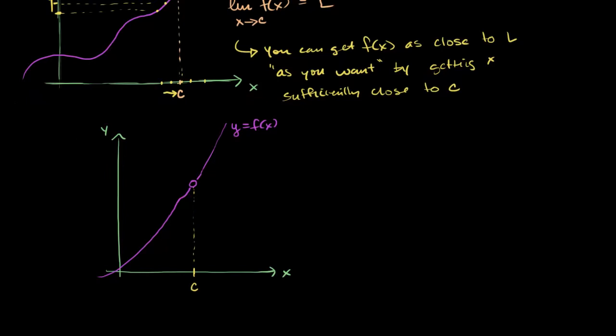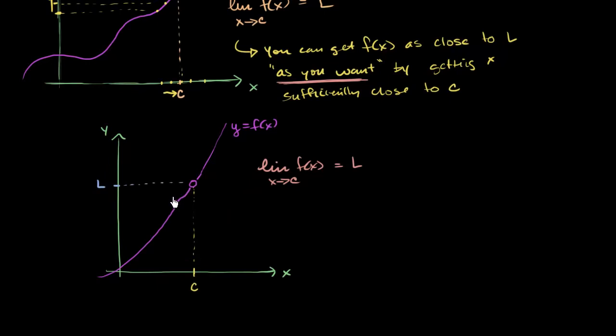So conceptually, we already get the gist that this right over here is L. But what is this definition saying? It's saying that you can get f of x as close to L as you want. So if you tell someone, I want to get f of x within a certain range of L, then if this limit is actually true, if the limit of f of x as x approaches c really is equal to L, then they should be able to find a range around c such that as long as x is in that range, your f of x is going to be in the range that you want. So let me actually go through that exercise.